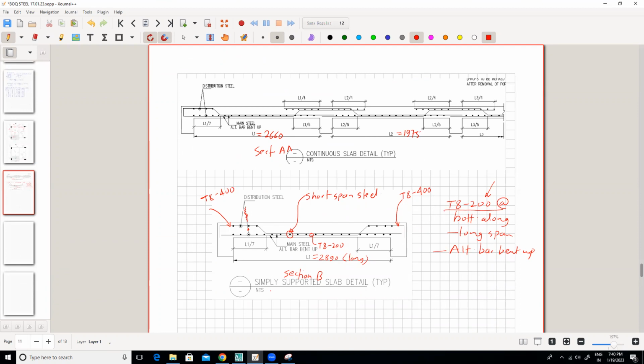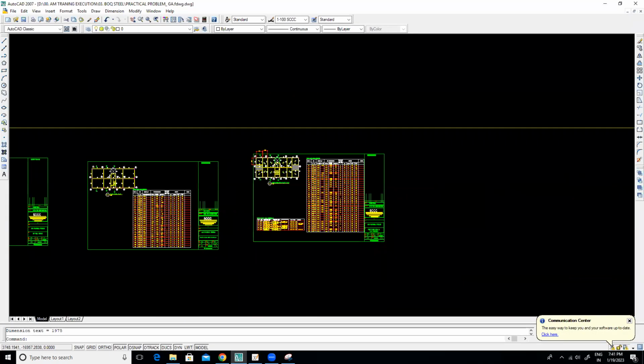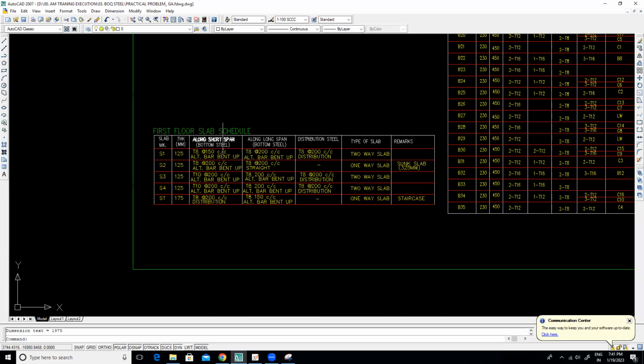Now these bent up bars are which bars? Short span, right? How much is our short span steel? T8 at 150 bottom along short span. Alternate bar bent ups. Okay. See again the schedule. See this. Along short span, bottom steel T8 at 150 alternate bar bent up. Right.